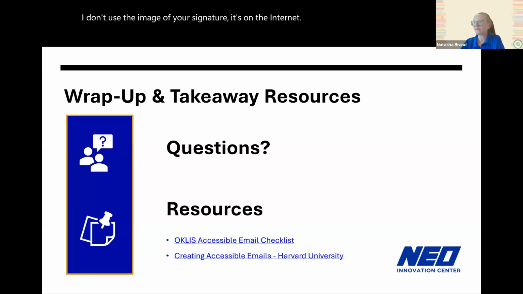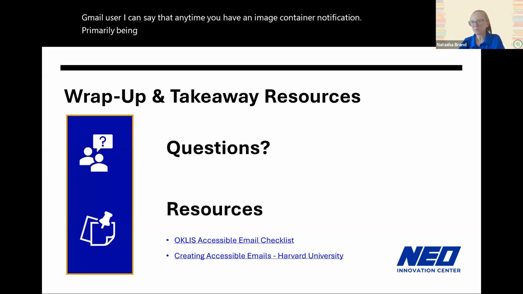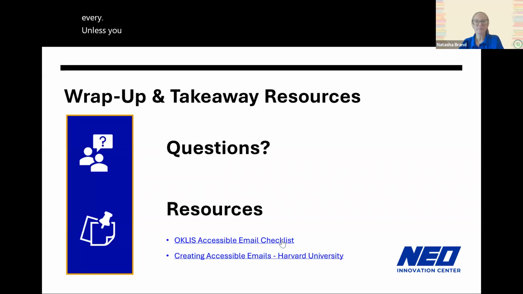Yeah, okay. As a Gmail user, I can say that anytime you have an image, if you click on it, below the picture there will be several options. One of them is alt text. You will have to remove the text that says image.png and then add your alt text. And you have to add it in every email unless you have a template created, in which case the alt text on a banner or a logo will stay each time you pull up the template.